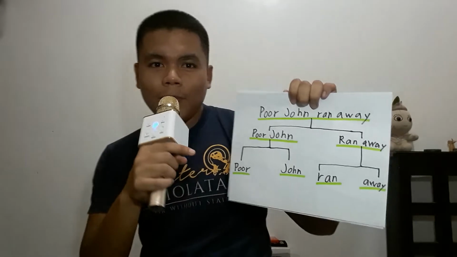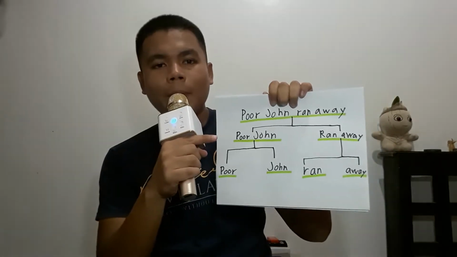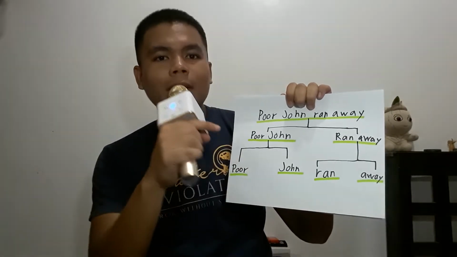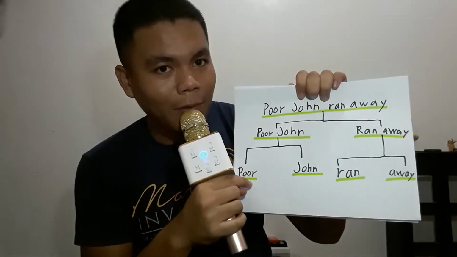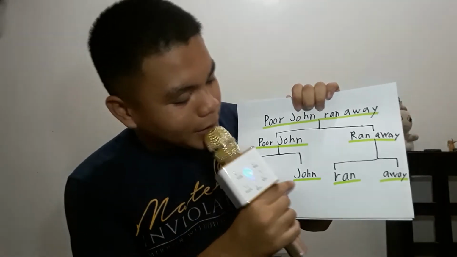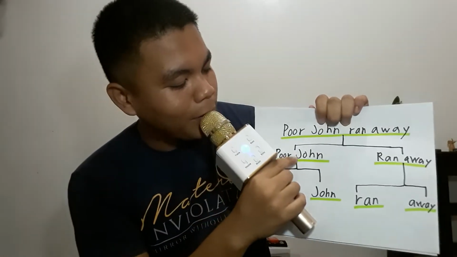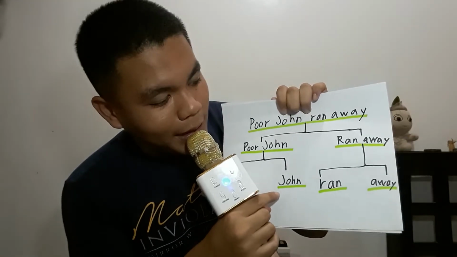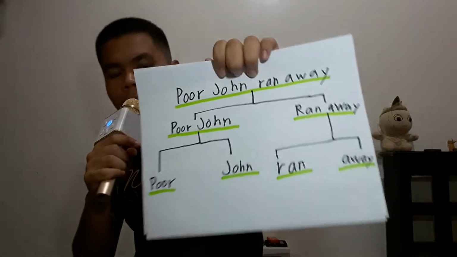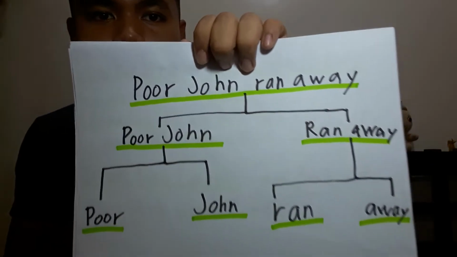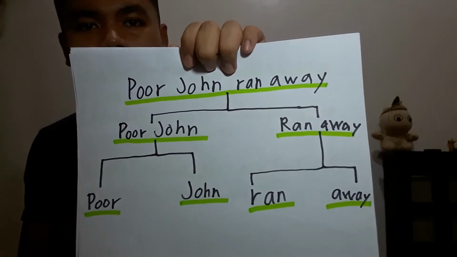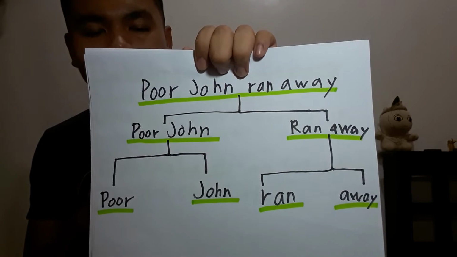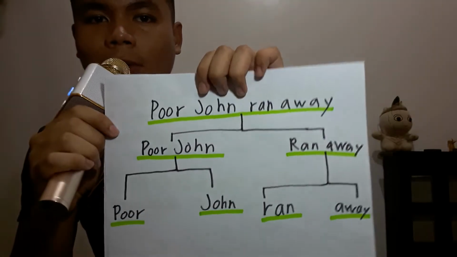In immediate constituent, we have to separate each phrase up to the last word, where we will only have the words. As we move down the ladder, poor John will turn into poor and John only. And then if we move down on this side, we will only have ran and away. This is the first example of how we will separate the sentence based on its hierarchical structure using immediate constituent.